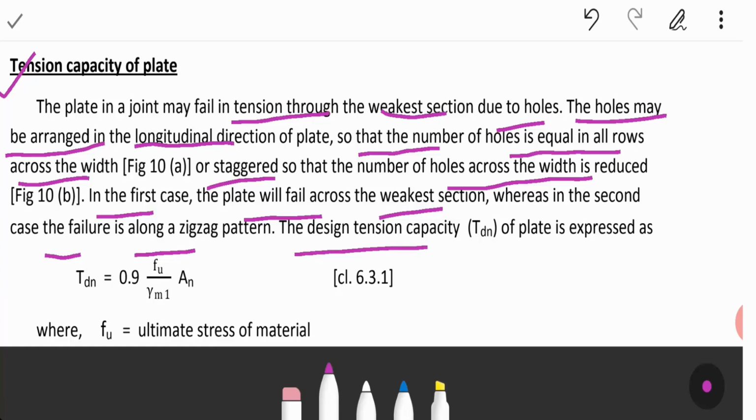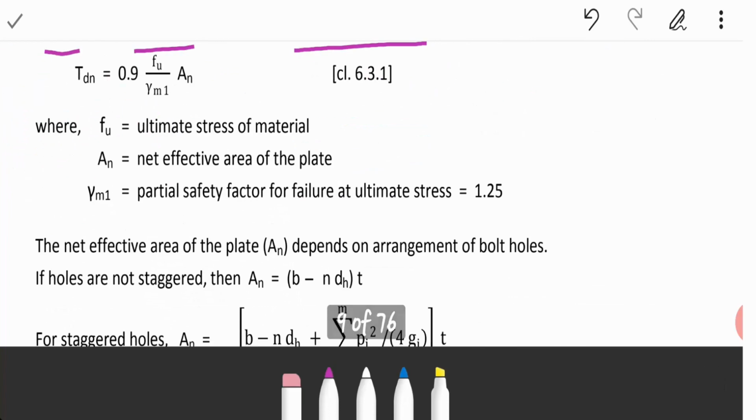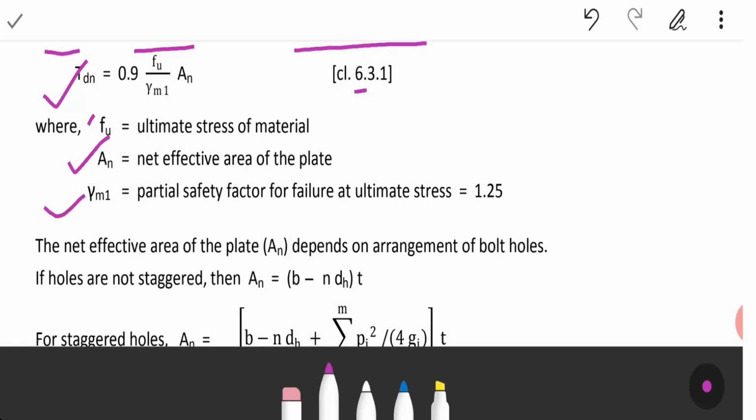The design tension capacity Tdn of the plate is expressed as Tdn is equal to 0.9 fu An by gamma m1, as per clause number 6.3.1 of IS 800:2007, where fu is the ultimate stress of material, An is the net effective area of the plate, gamma m1 is equal to partial safety factor for failure at ultimate stress, which is 1.25.